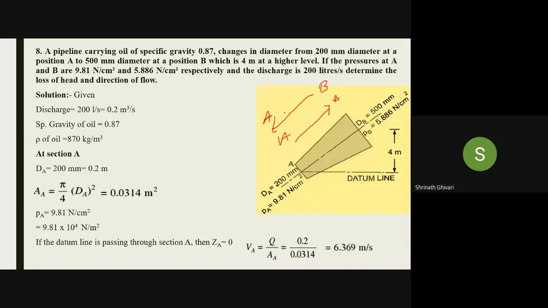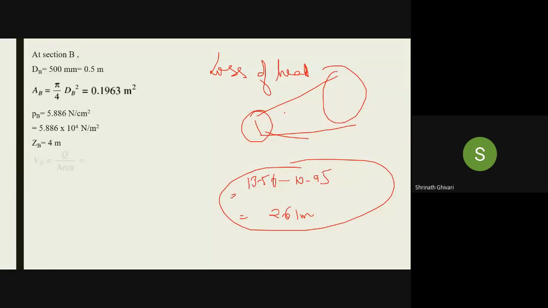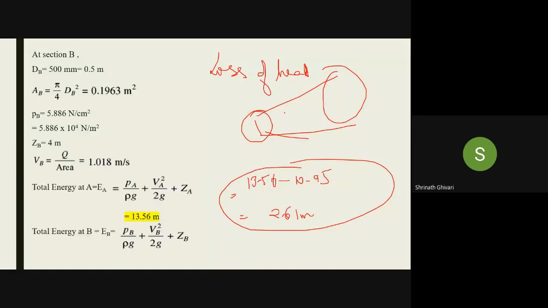Here in the answers itself, see here. Energy at A is more. Do you agree? Energy at A is more. When it flows through the pipe, it loses its energy. It will lose its energy, right? It has lost 10.95 meters. So the difference is 2.61 meters between the energy at point A and point B. Therefore, the fluid is flowing from A to B.